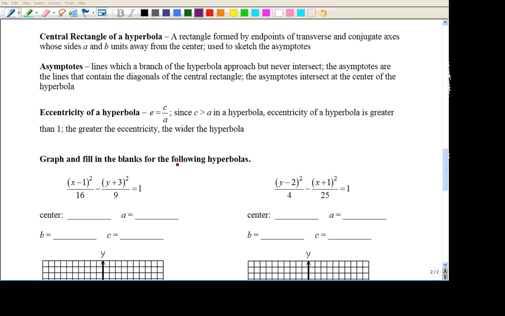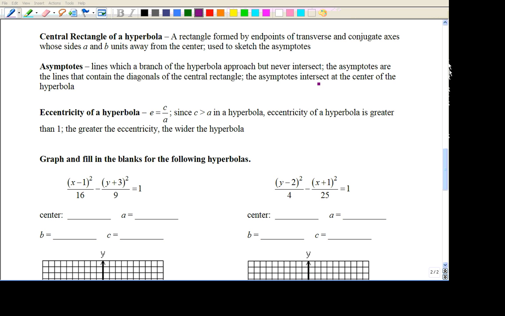And the asymptotes are lines which a branch of the hyperbola approaches but never intersects. The asymptotes are the lines that contain the diagonals of the central rectangle. So we'll take the central rectangle and connect the corners to get the asymptotes. And they intersect at the center of the hyperbola.